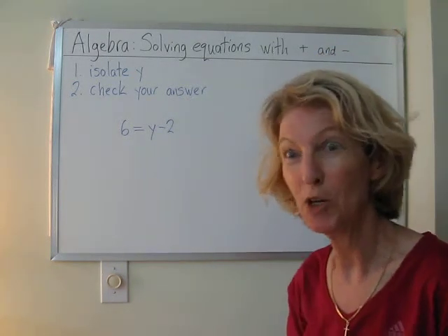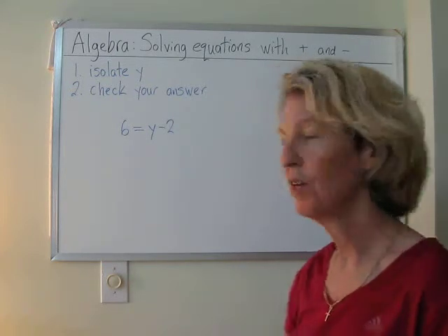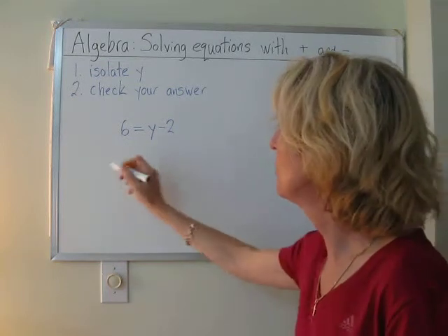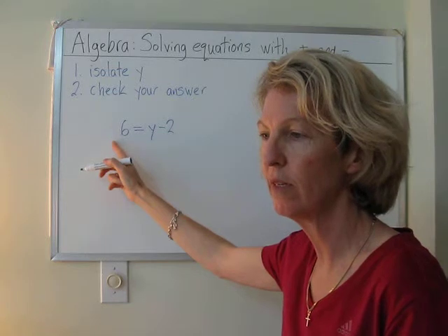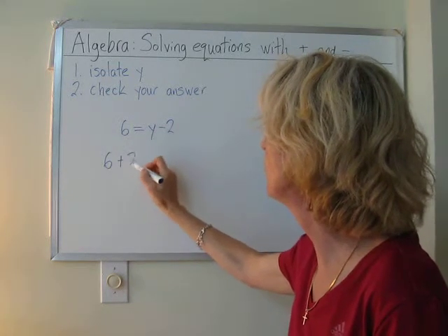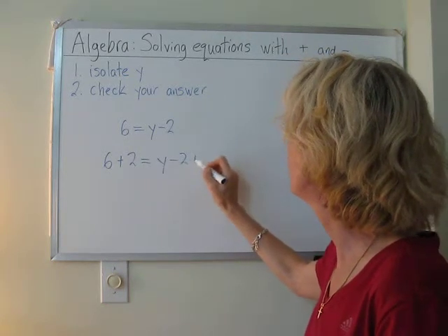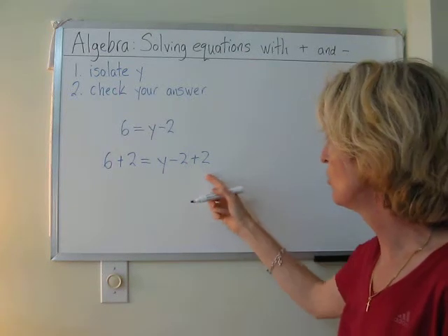Okay. Good. Now, what's the rule with the equations? What you do to one side, you have to do to the other? Exactly. So if we add 2 to this side, we're going to have to add 2 to that side. Good. So we're going to have 6 plus 2 on this side. And on this side, we're going to have Y minus 2 plus 2.